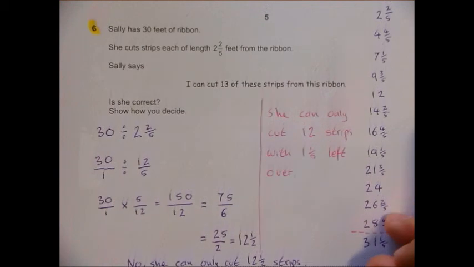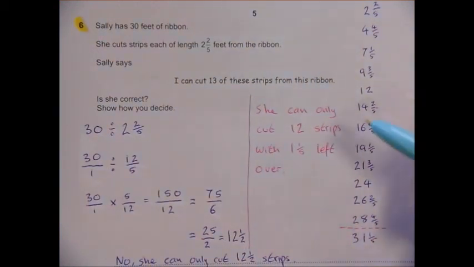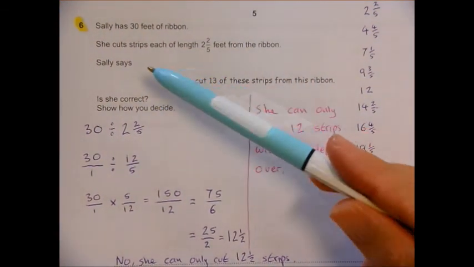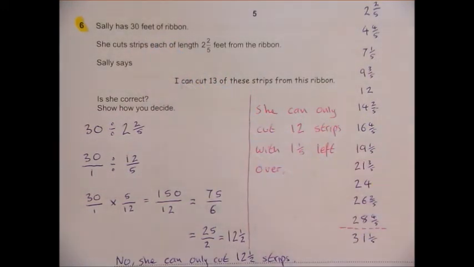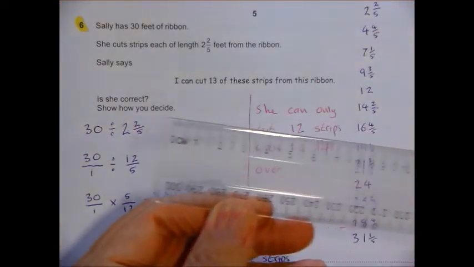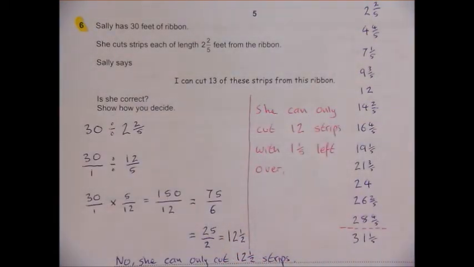Question number 6, I think we're on now. Sally has got some ribbon and she's got 30 feet of it. A foot is 12 inches, in case you forgot. So usually the length of a ruler, in case you don't know what a ruler is. She cuts strips each of length 2 2/5 of a foot, or 2 2/5 feet from the ribbon, and she says she can cut 13 of these strips from the ribbon.